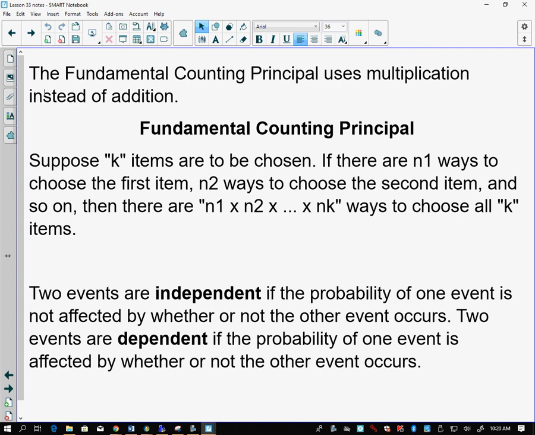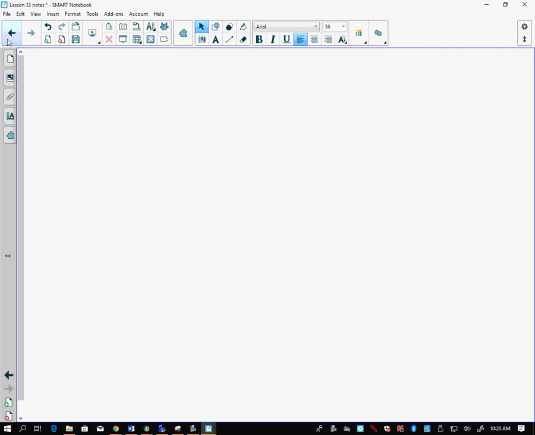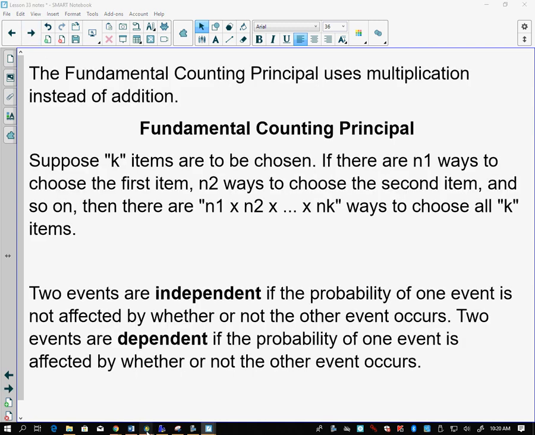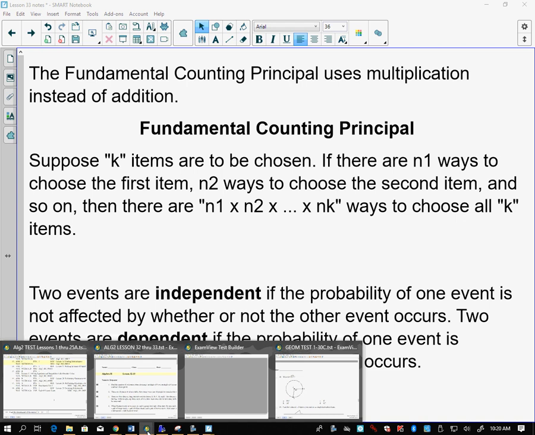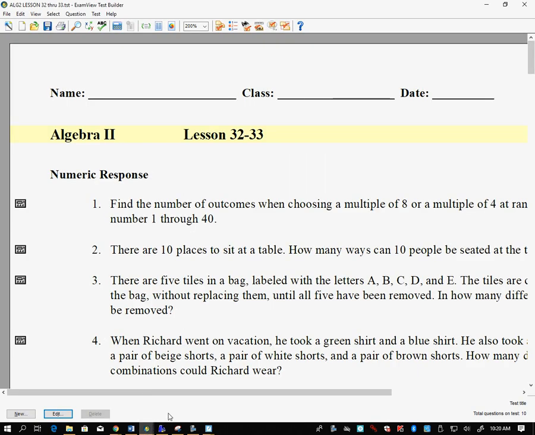All right, so do we understand independent and dependent events? Okay. All right, so 2 events are dependent if the probability of one event is affected by whether or not the other event occurs. All right, let's try some of this out. Hopefully I can make some sense out of this and won't mess this up too terribly.